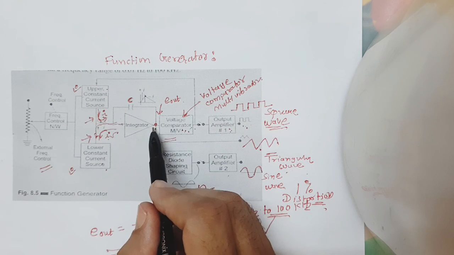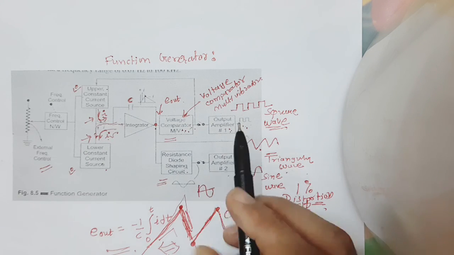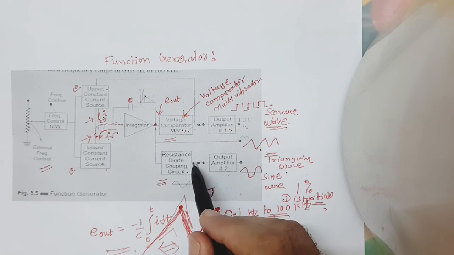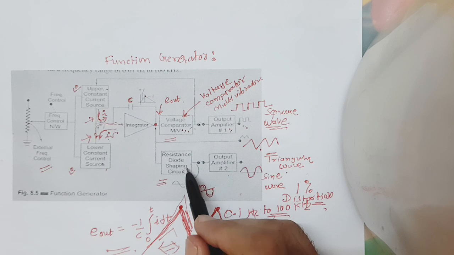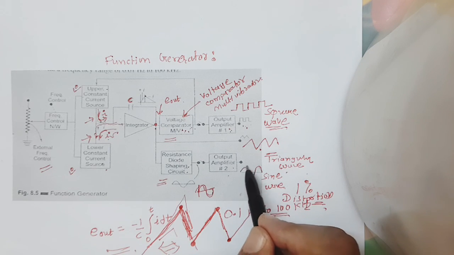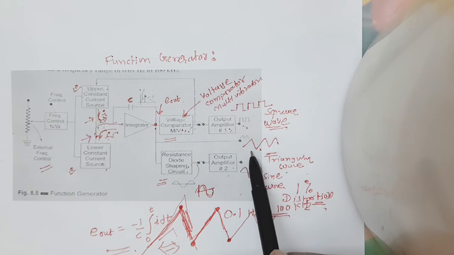If the output of the integrator is given to the resistance diode shaping circuit, then we are getting the pure sine wave across this shaping circuit. This sine wave is given to the amplifier, and we get the amplified sine wave. So in this way we are getting a square wave, a triangular wave, as well as a sine wave. That's all.